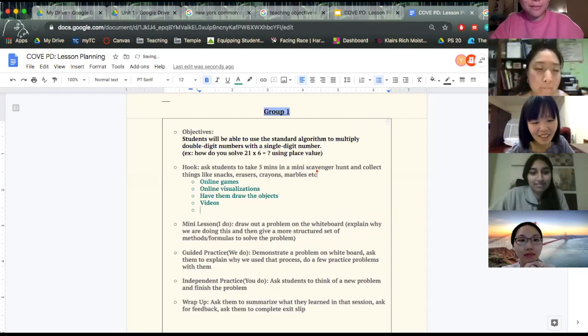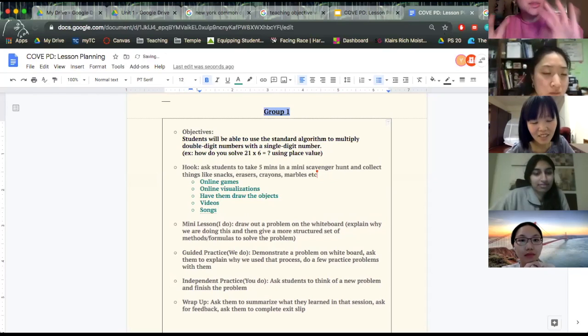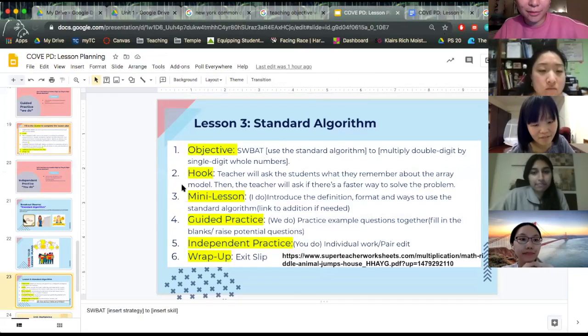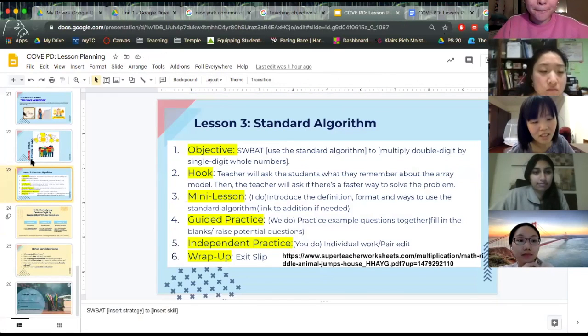All right. Oh, there's also songs. Like there's math songs. There's songs about everything, and having a song is a really great way to engage a student as well.